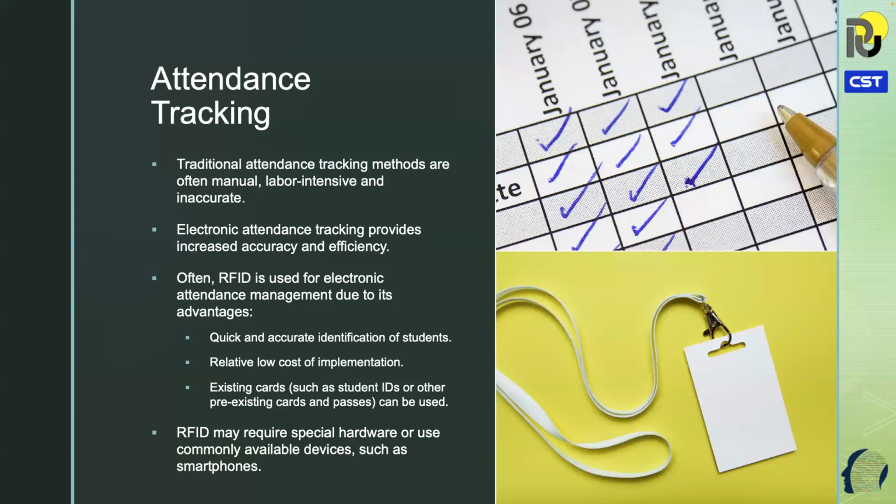frugal, I guess, even existing cards such as student IDs or transport passes, for example, can be used to achieve this. So radio frequency identification, unfortunately, can require special hardware to work, but also can use commonly available devices such as smartphones, because modern smartphones have the necessary hardware to interface with RFID badges, but more on that in the next slide.